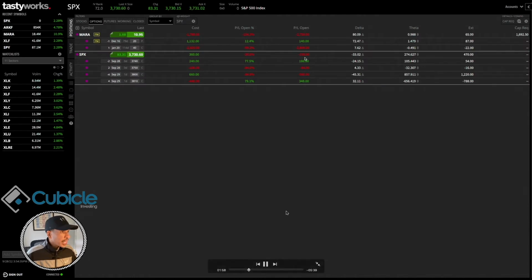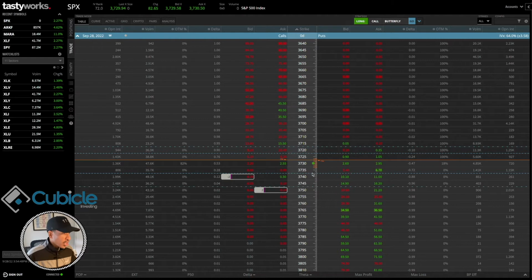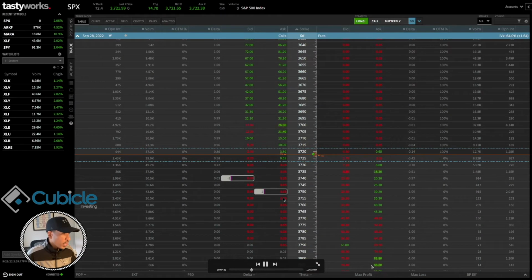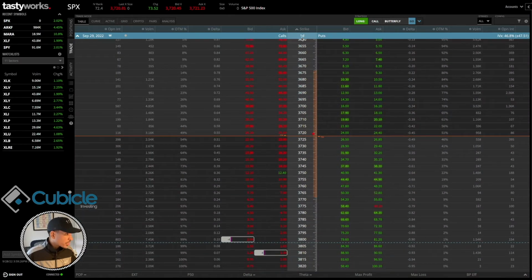Now you can see my P&L was negative. That's only because the price is close to my strike price of 37.40, so that makes my contract more valuable. It kind of skews the P&L. But as long as it stays below my strike price of 37.40, I walk away with, in this case, $140. The market is about to close, so we have roughly 30 seconds before the market closes on September the 28th.